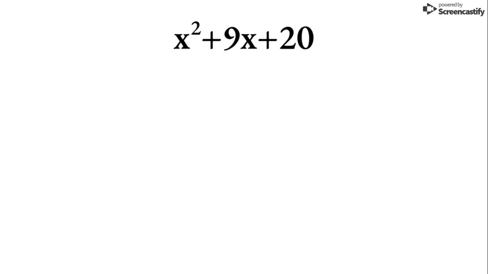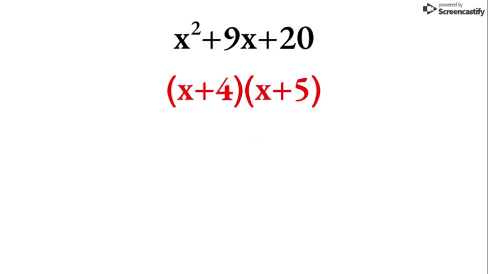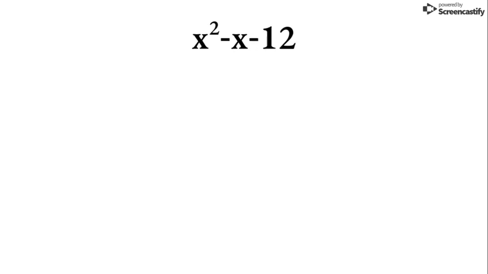In this case, our third term is 20, which has 3 different factor pairs, 20 and 1, 10 and 2, and 5 and 4, all multiplied together to equal 20. However, the only pair that we can use is 5 and 4, because they also add together to equal 9, our second term. Now we can write out what our 2 binomials will look like, with the first term being x, and the second term being the 2 factors, 5 and 4. If we now multiply these 2 binomials together, once again, we would get the same trinomial that we started with as our answer. Let's look at one final example, this time with negative numbers.